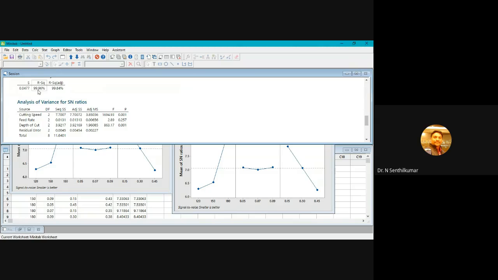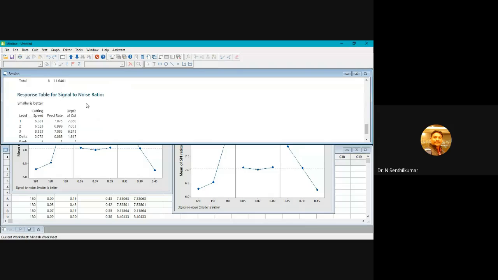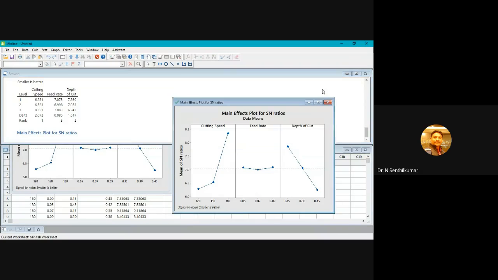What is the R square? 99.96. So a perfect model is being fitted. Normally, the ANOVA we do using a 95% confidence interval. That is, only 5% defective is allowed. So alpha value is 0.05. Right? So here it is only 0.04. Okay. So that is the alpha value we have taken. Okay. So this is what we are going to have.